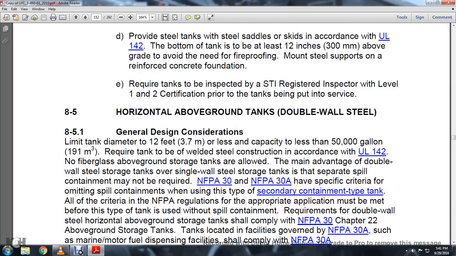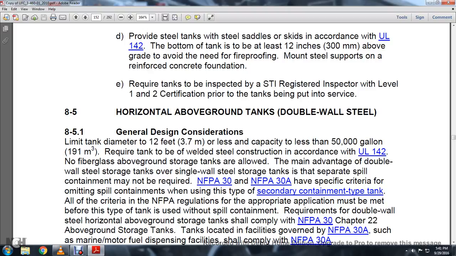Alright, 85 Horizontal above ground tanks, double wall steel. General design description: limit tank diameter to 12 feet, with capacity less than 50,000 gallons. Require the tank to be welded steel construction in accordance with UL 142. No fiberglass above ground storage tanks are allowed.